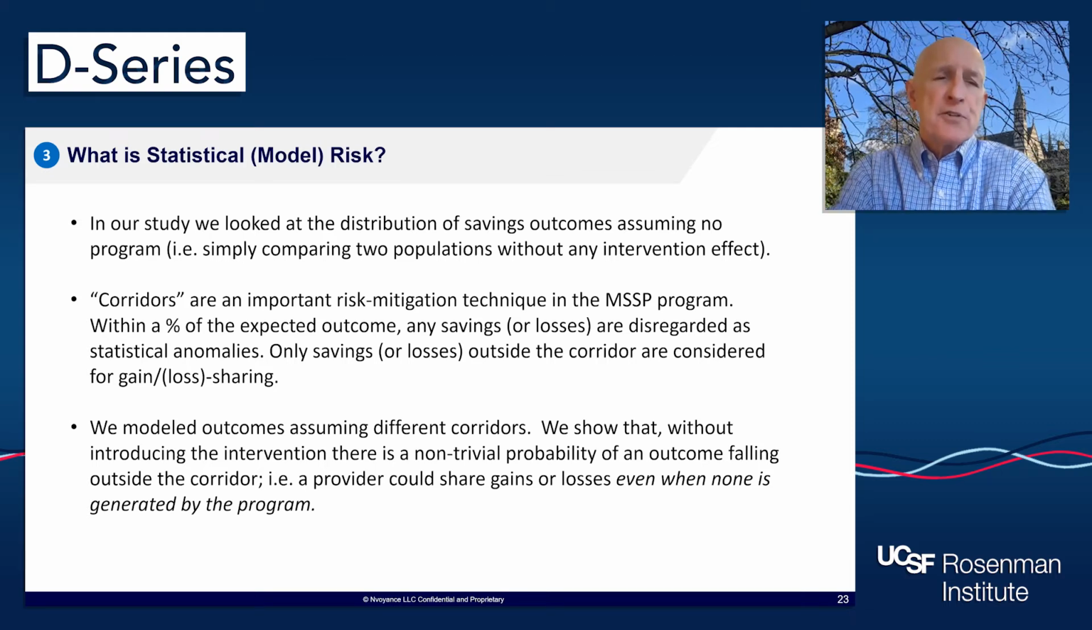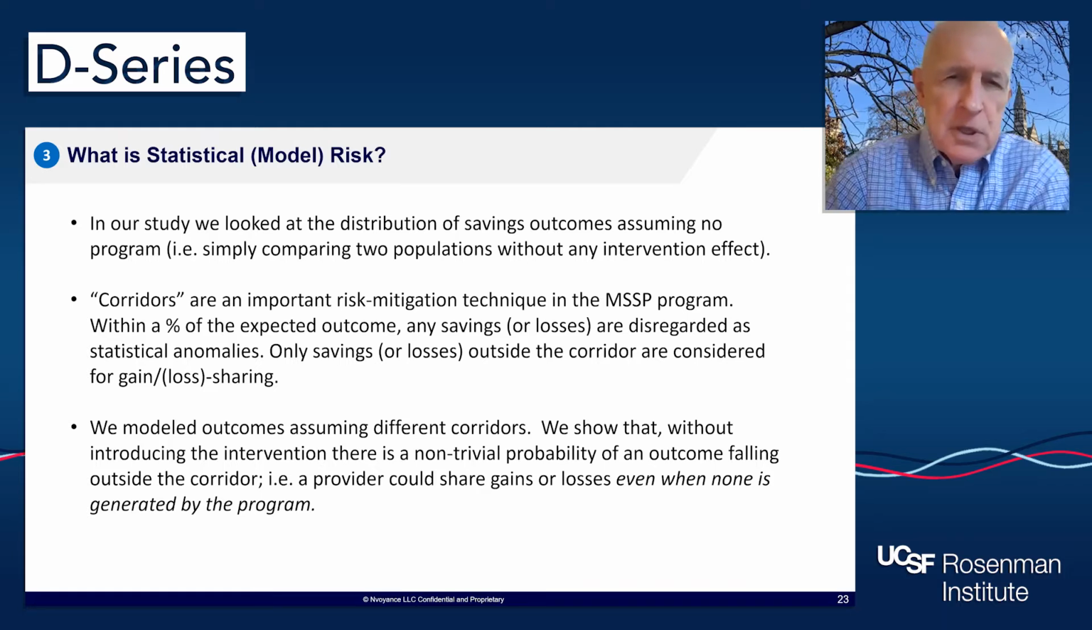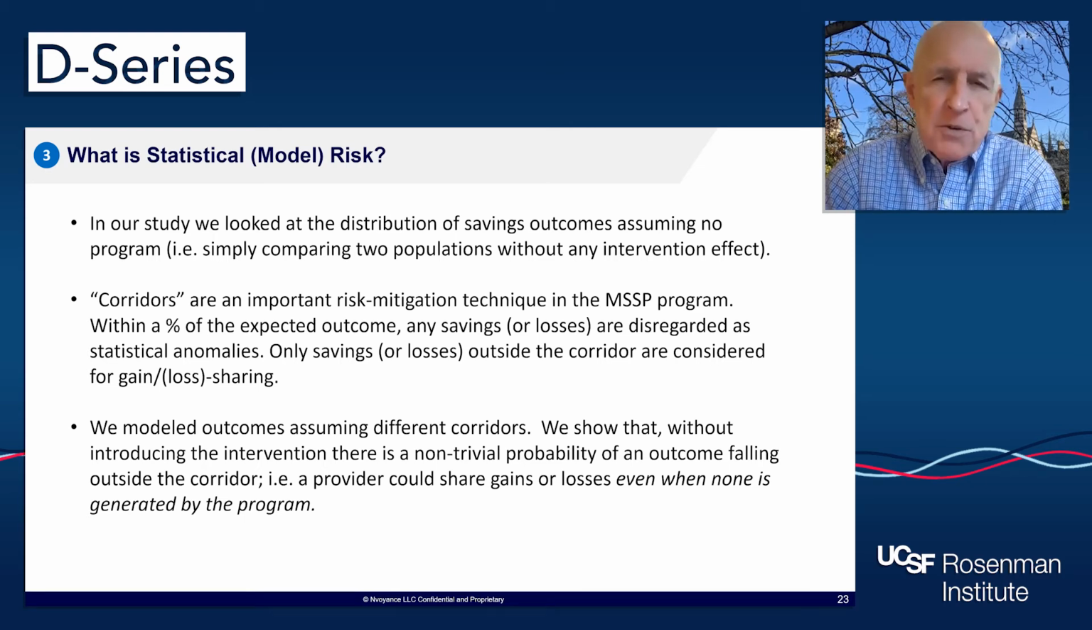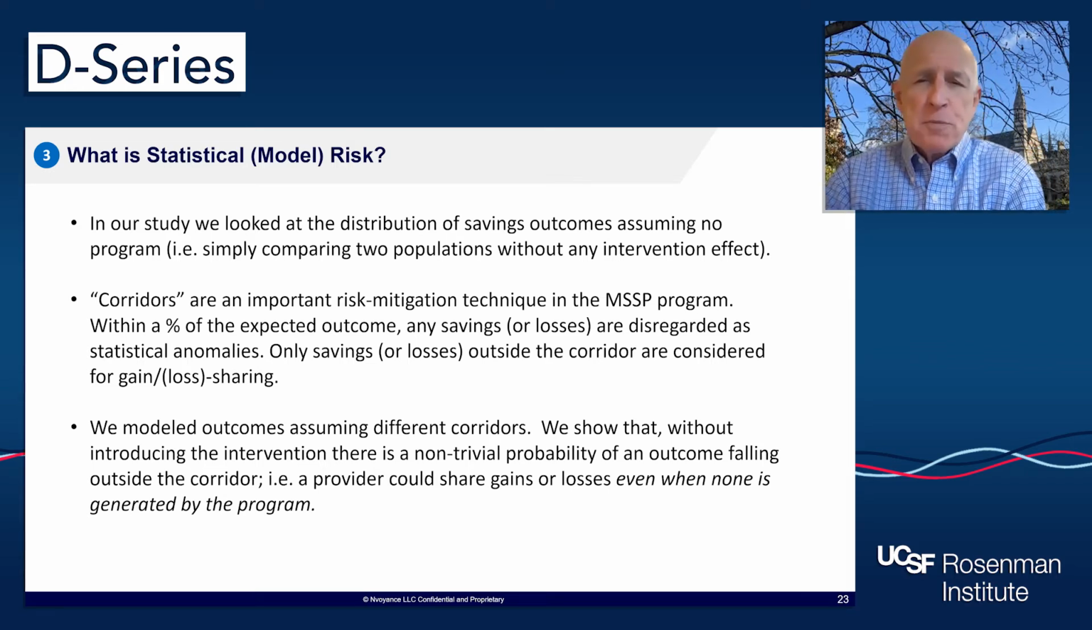And that's what we did in our study. We looked at the distribution of savings outcomes, assuming no program. So what we did, as in the beginning of that previous example, is look at how the claims turn out, assuming no program, meaning assuming we're not saving any money. We are simply comparing two populations without any intervention.